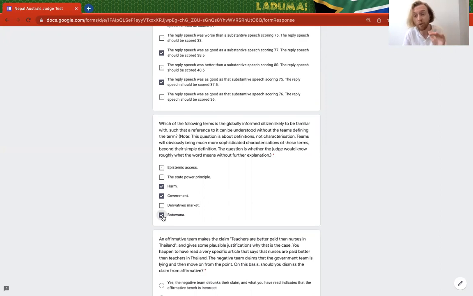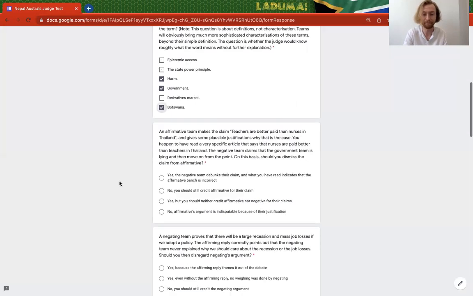And derivatives market is probably the one that's most on the edge. It is just likely that people will understand what a market is, but it's slightly unlikely that they'll have an intuitive understanding what a derivative is without that just being explained to them slightly more. So there needs to be a definition. This is what a derivative is. It exists within a market, and that will be sufficient for the global informed citizen.